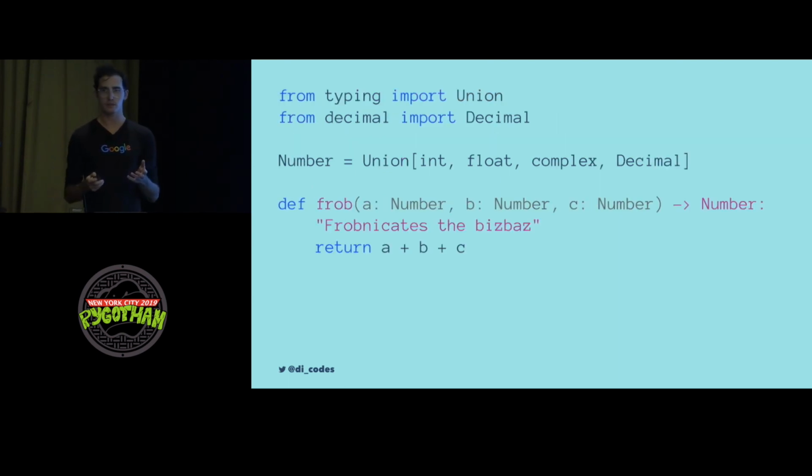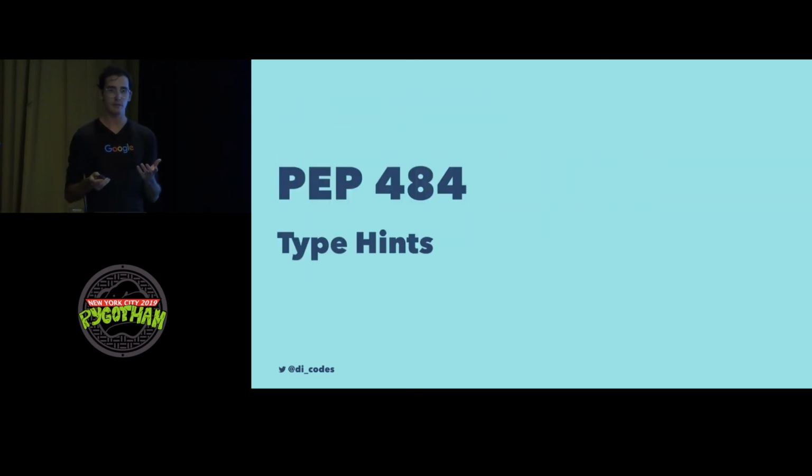And finally, with this theory of type hints, we can do type aliases using Union. So if we wanted to be more like JavaScript, we could have a single number type that unifies all numbers in Python. All right, so that was the theory of type hints.